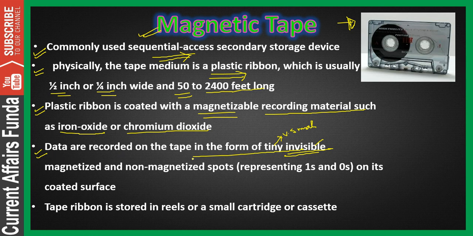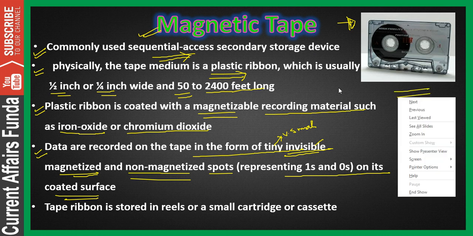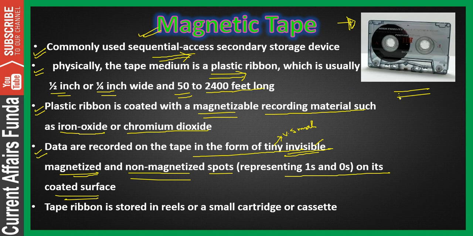Data are recorded on the tape in the form of tiny, invisible, magnetized or non-magnetized spots representing ones and zeros on its coated surface. Okay. So how is data stored? Through a magnetizable recording material. Say this is your tape. How is it stored? Some data is stored here, so magnetizable ink will be spread here. If here, then here, like that. But you can't see it with your eyes.